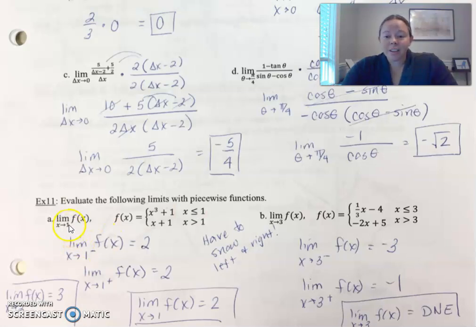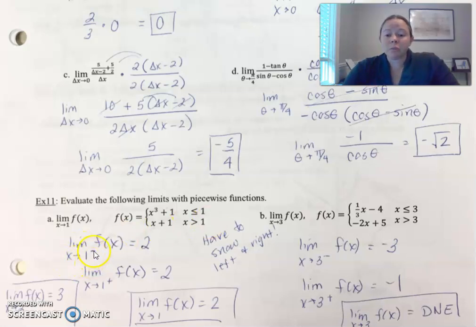So, and notice, I want to know what the limit as x approaches 1 is, and that's where the two functions meet. So you have to show me that those two functions come together at the same point. If they don't, the limit does not exist. You are approaching a different value from the left and the right. So that's what you need to do.